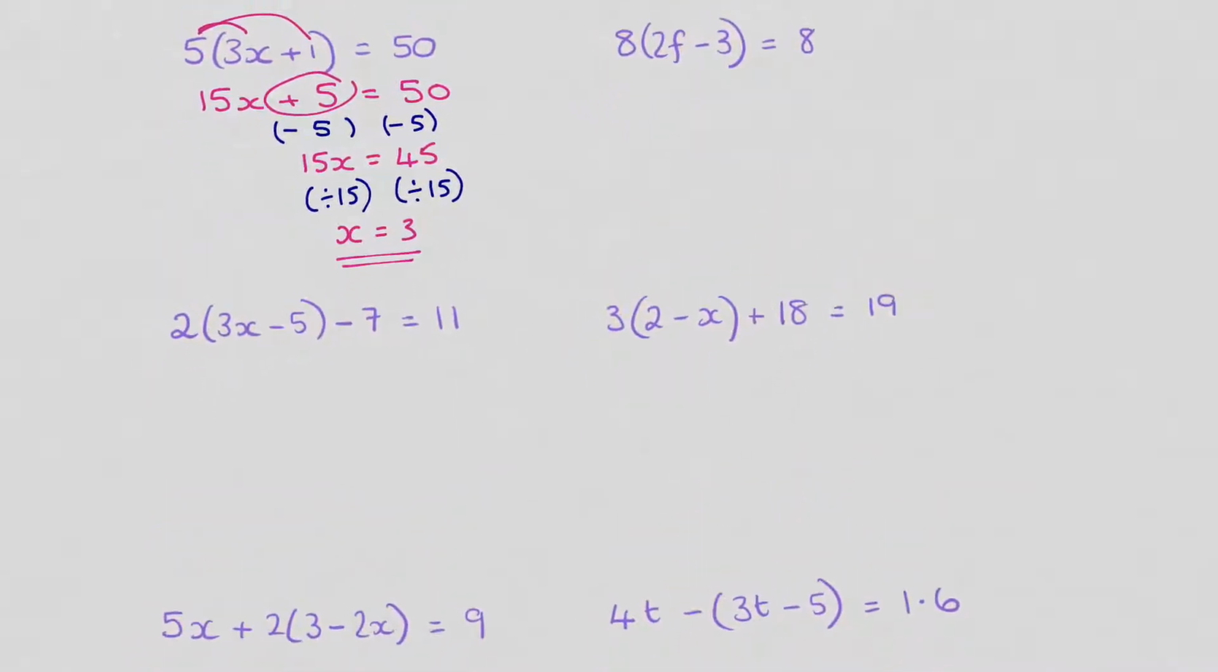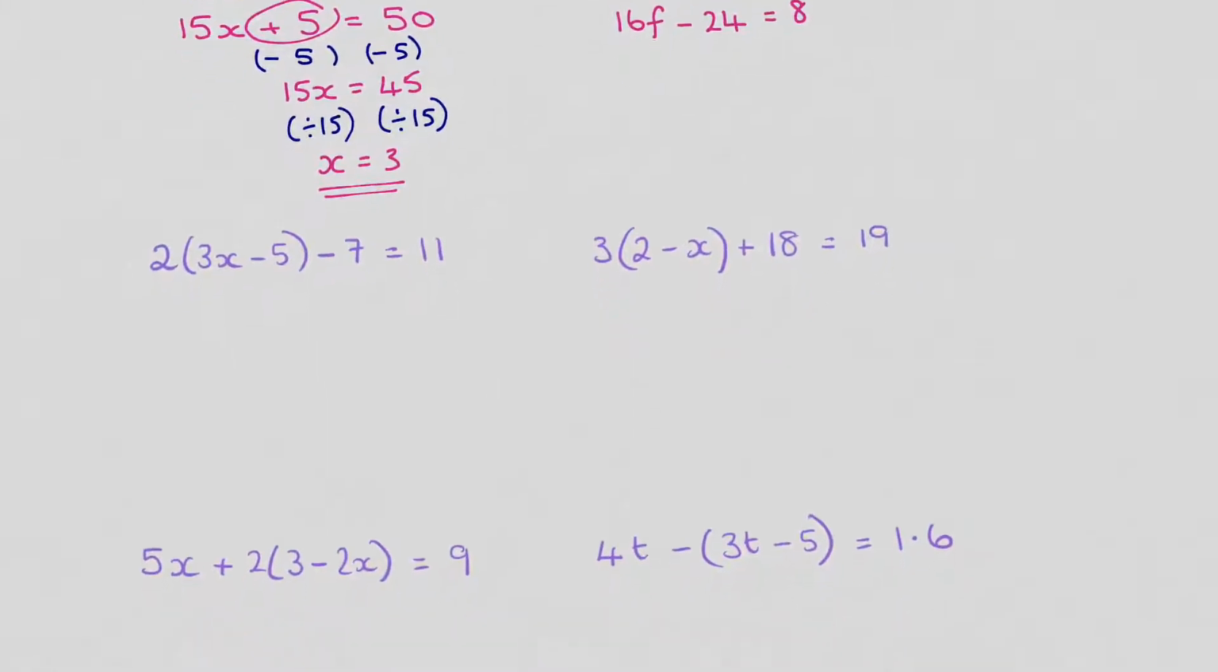So the next one, we're going to do 8 times 2f is 16f. 8 times negative 3 gives us minus 24, and that's equal to 8. Okay, so now that's the equation that we're solving. It doesn't matter where that came from. So we've got a minus 24 here, so we're going to add 24 to both sides.